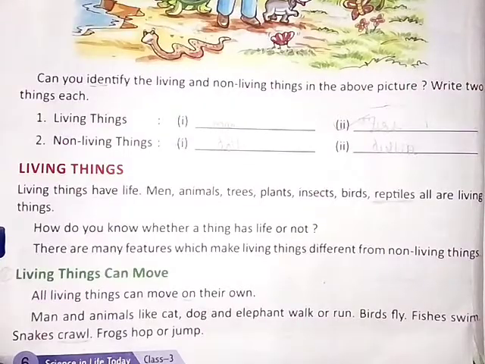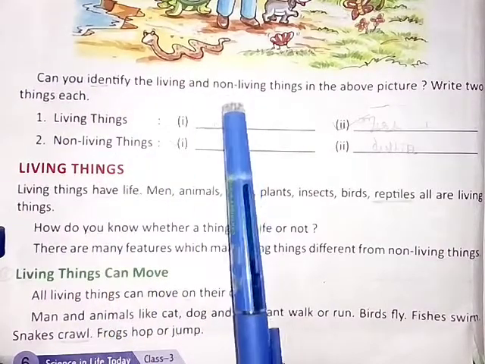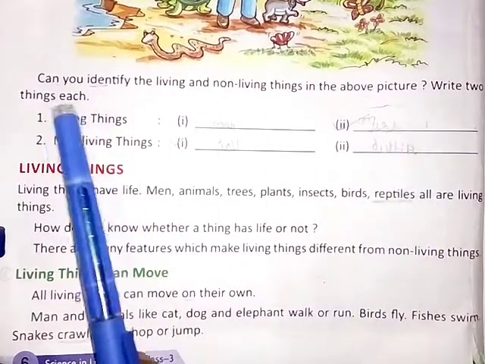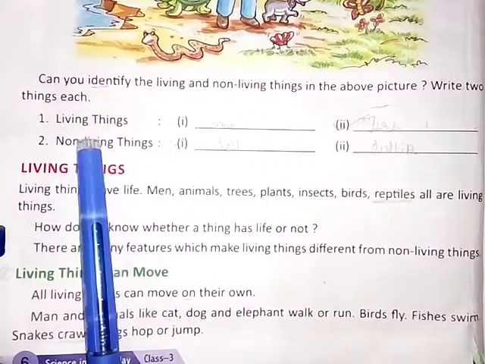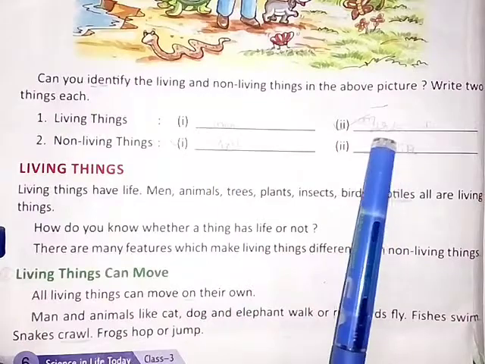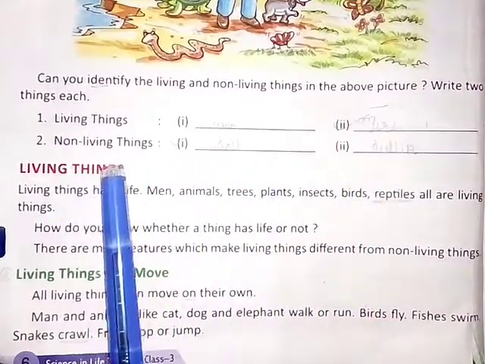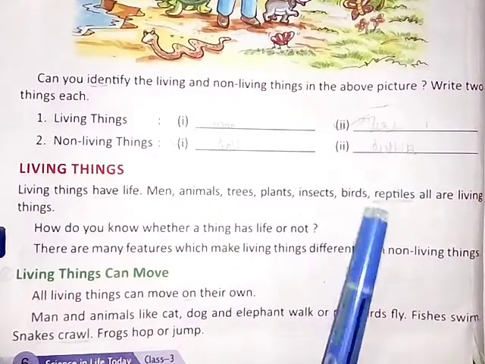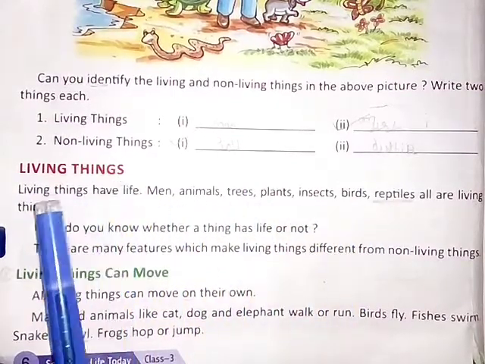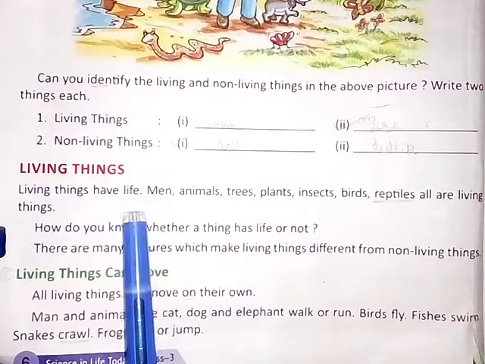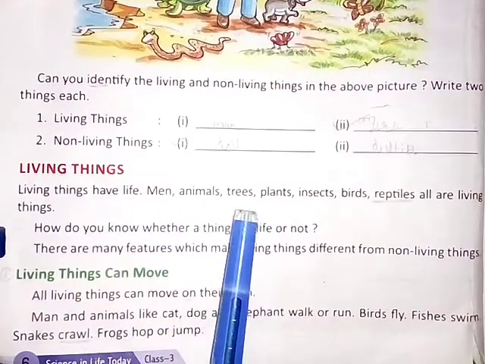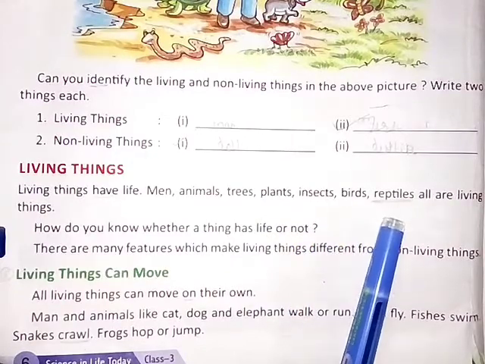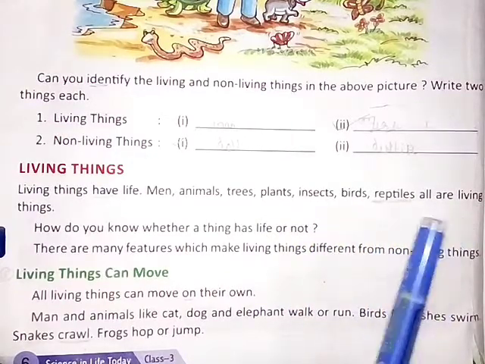Can you identify the living and non-living things in the above picture? Write two things each. Living things: man, girl. Non-living things: doll, dustbin. Living things have life. Men, animals, trees, plants, insects, birds, reptiles, all are living things.